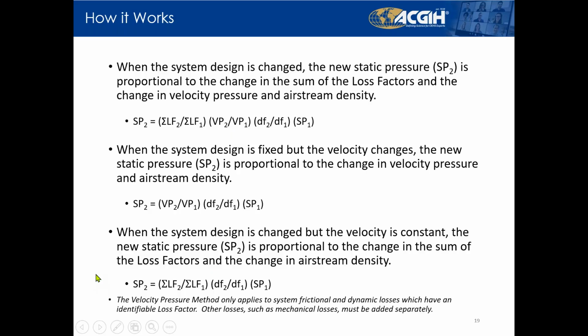Now, the velocity pressure method only applies to system frictional and dynamic losses which have an identifiable loss factor. Other losses, such as mechanical losses from dust collectors, heat exchangers, and things like that, must be added separately.